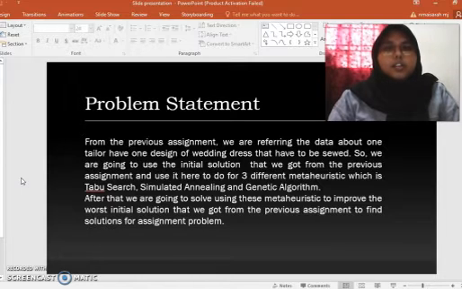So we are going to use the initial solution that we got from the previous assignment and use it here for 3 different meta-heuristics, which are Tabu search, simulated annealing, and genetic algorithm. My name is Farah Diana binti Norais, and I'm going to present the description of the worst solution.